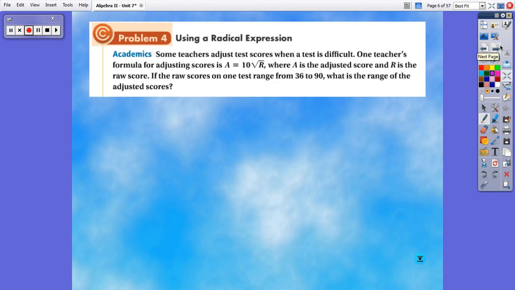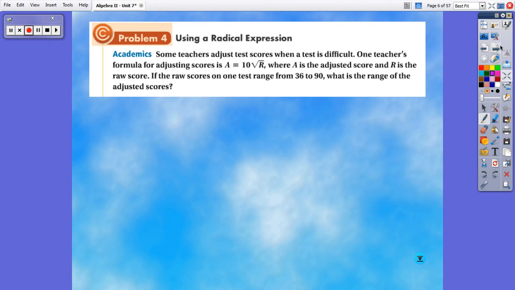And finally, we're going to be doing some word problems with these. So in order to do word problems, it's going to be sort of like a real-life thing. And this is a real-life question. This is what some teachers do in order to adjust grades. So some teachers adjust test scores when a test is difficult.